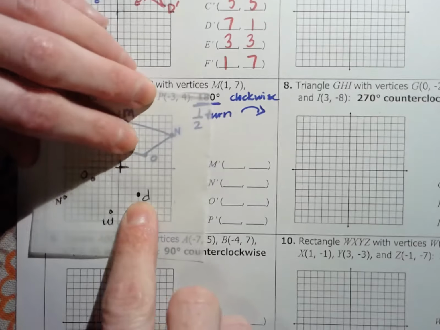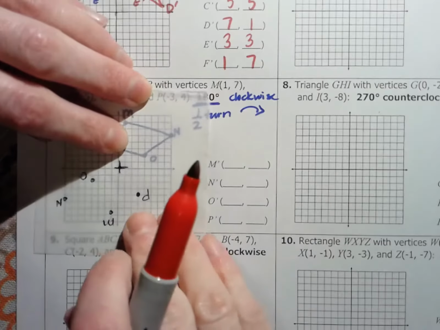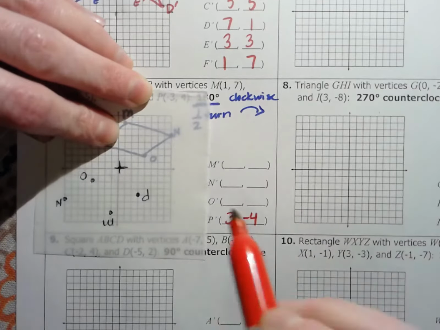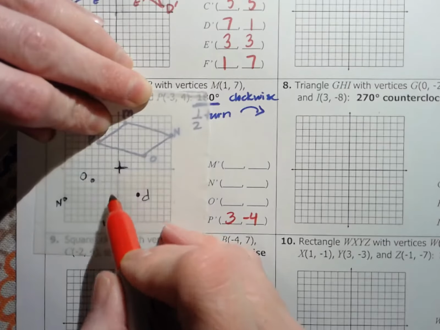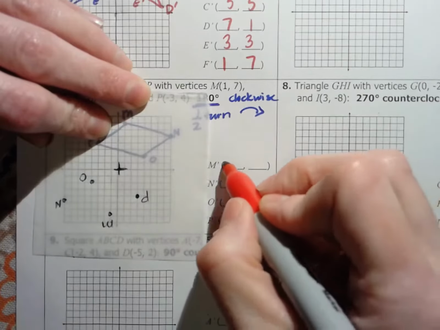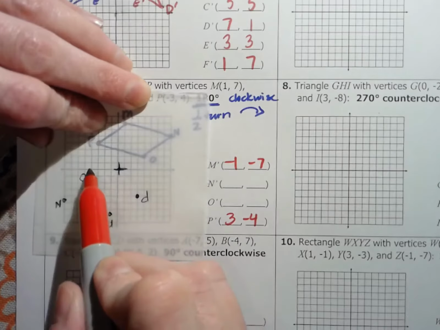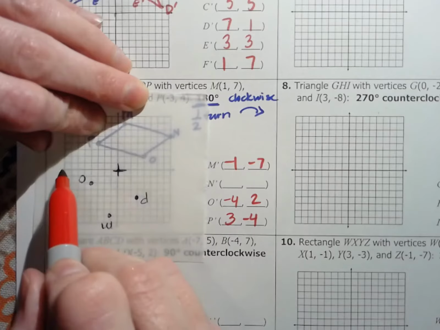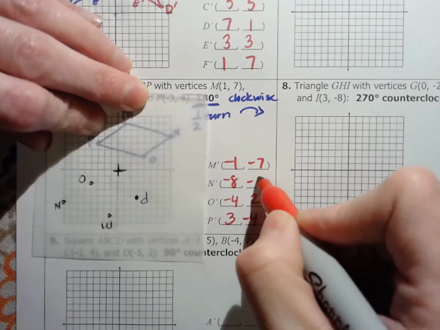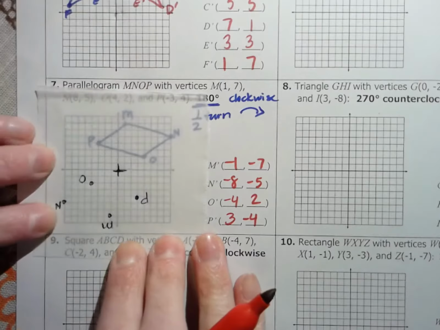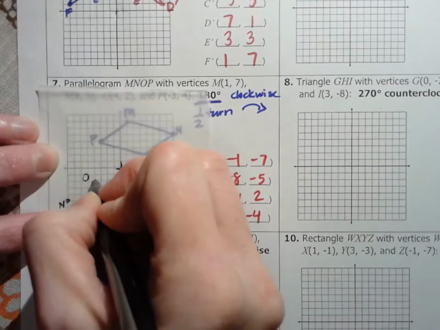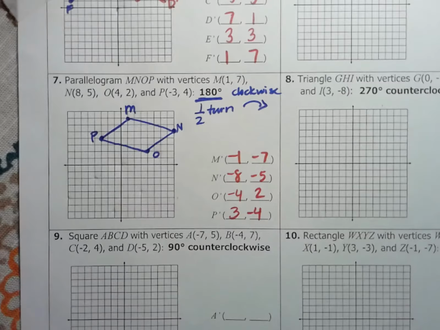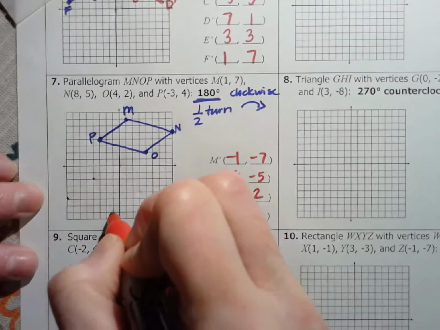So P is going to be 1, 2, 3, -4. M is -1, -7. O is negative 4, 2. N is negative 8, negative 5. And this time, I'm actually going to just dig in here so that when I take this away, I think you can see it on the video, I have my points here.